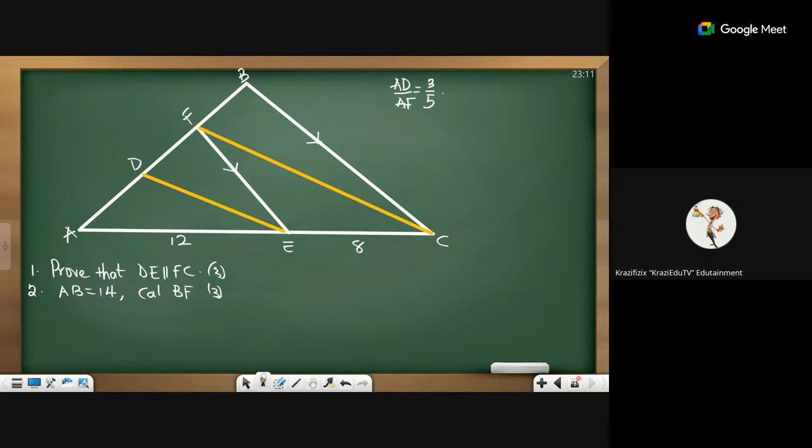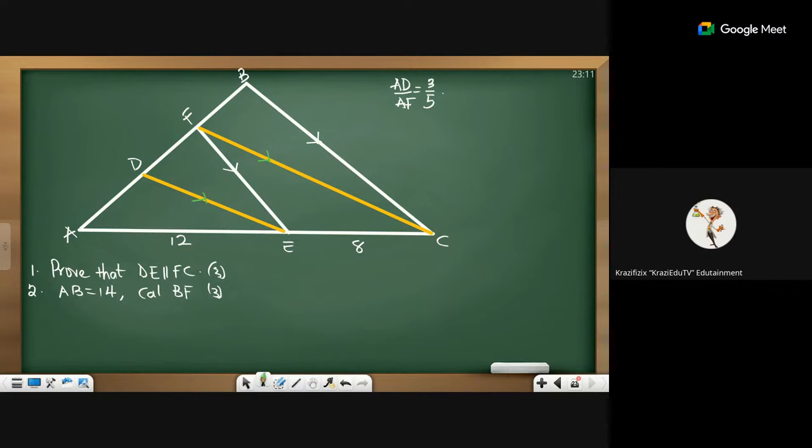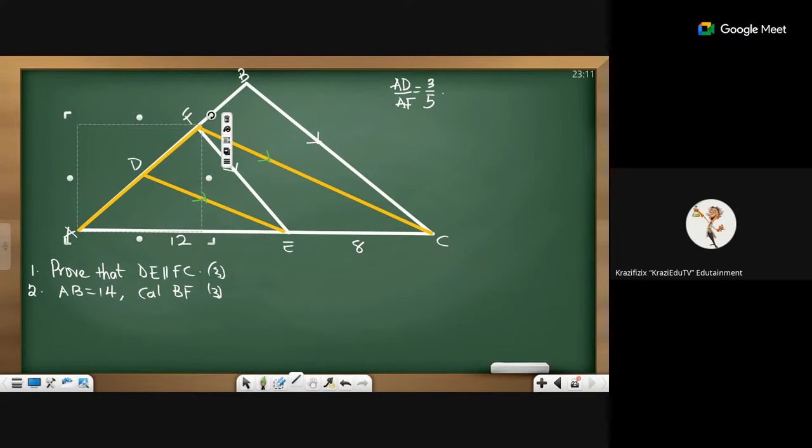You are going to make your statement to say, look, if these two are parallel, then what? So please consider this triangle now. Let's consider this yellow triangle because that's where my parallel lines fall. It therefore means that AD over DF should be equal to AE over EC. If I can prove that these two are equal, then these lines are parallel.